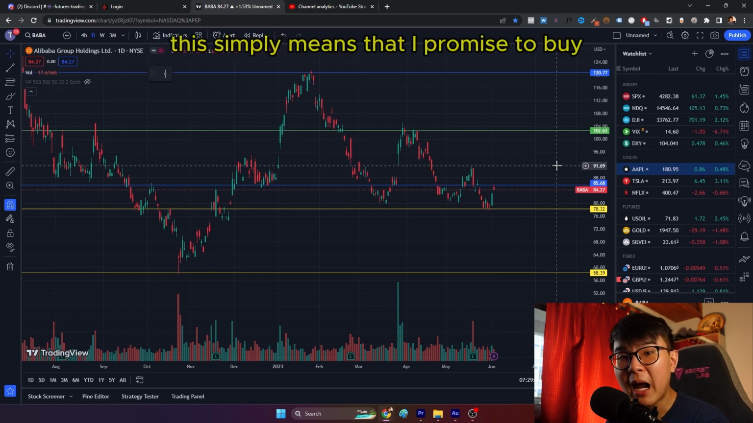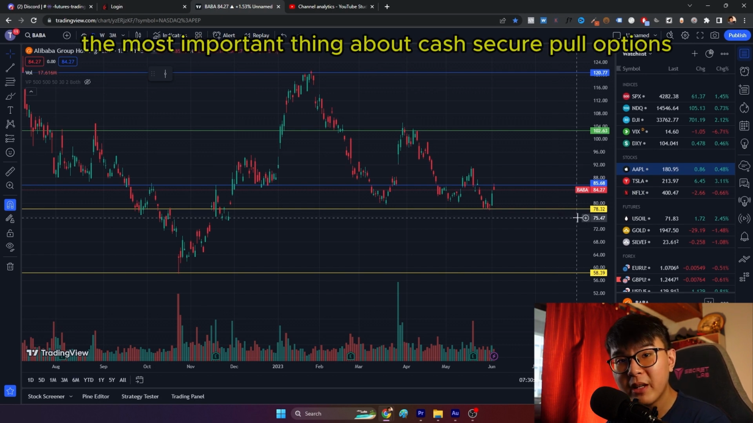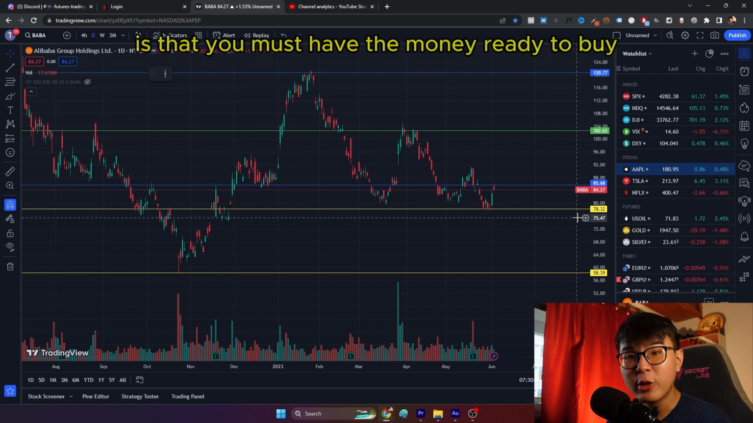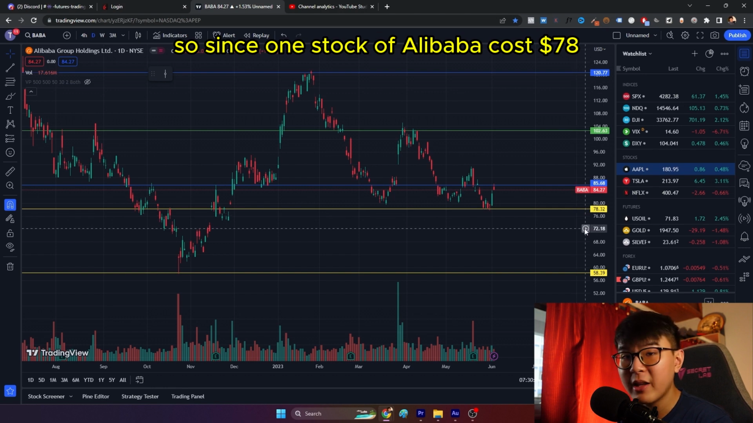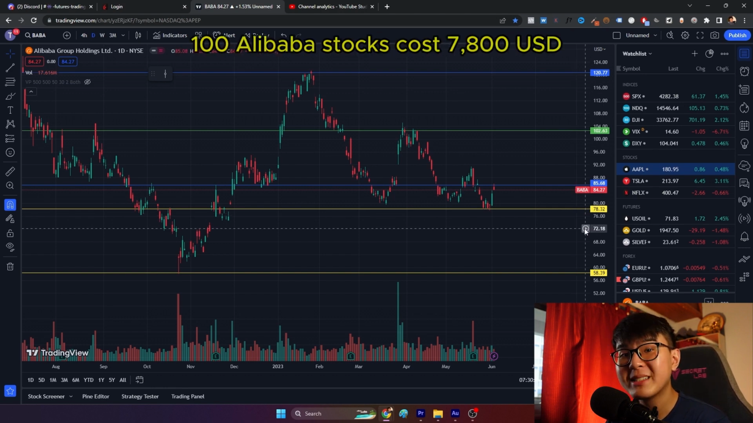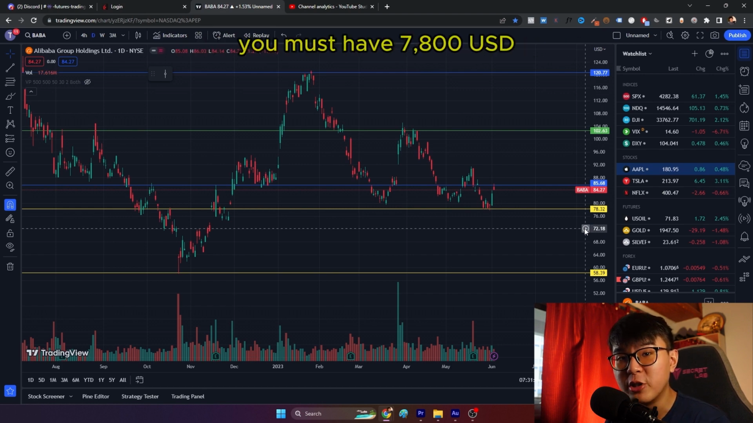This simply means that I promise to buy 100 Alibaba shares in the next 30 days at $78. The most important thing about cash secured put options is that you must have the money ready to buy 100 of a particular stock. So since one stock of Alibaba costs $78, 100 Alibaba stocks cost 7,800 USD. Before you sell a cash secured put option, you must have 7,800 USD.